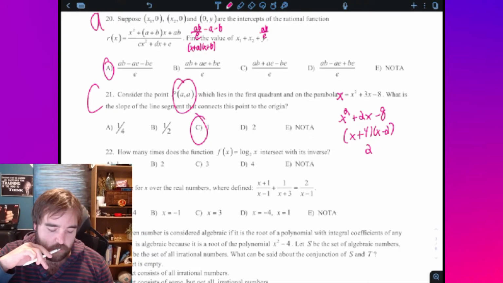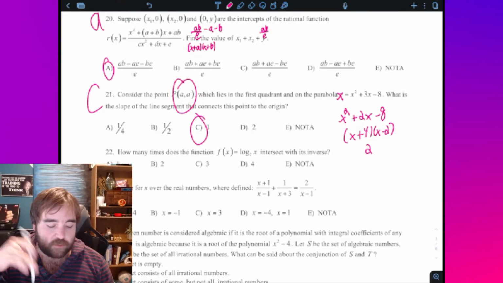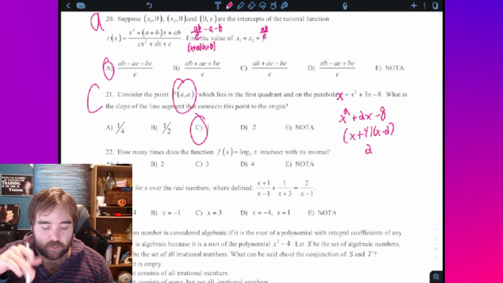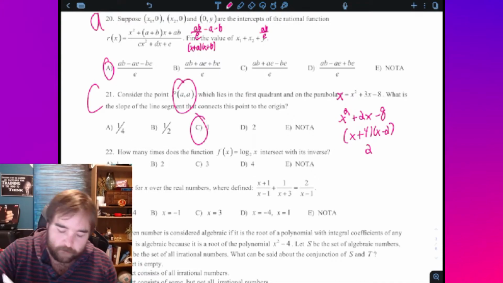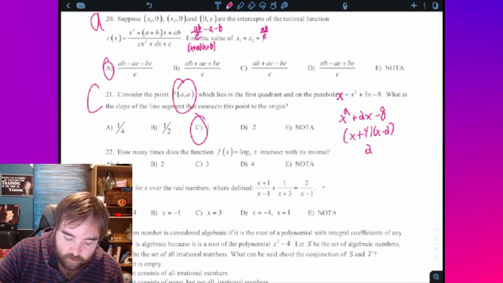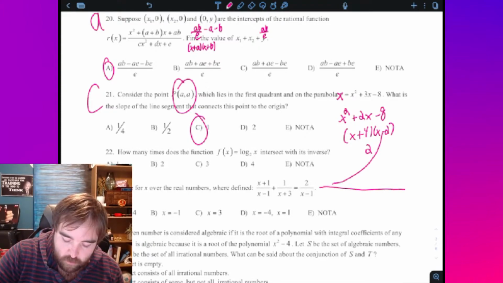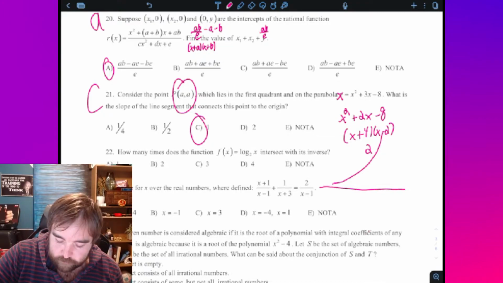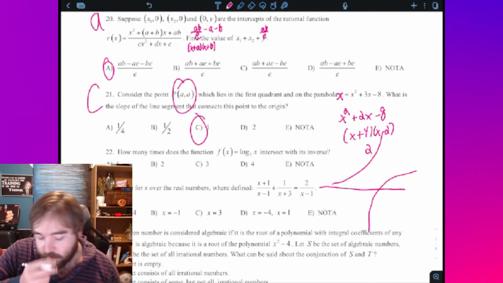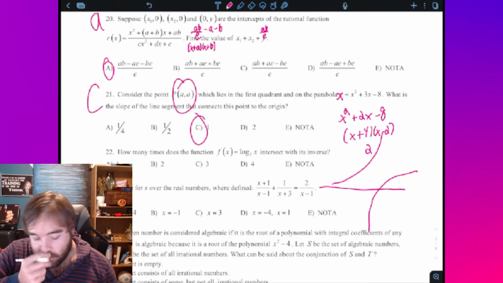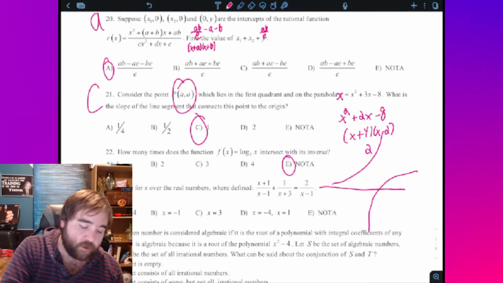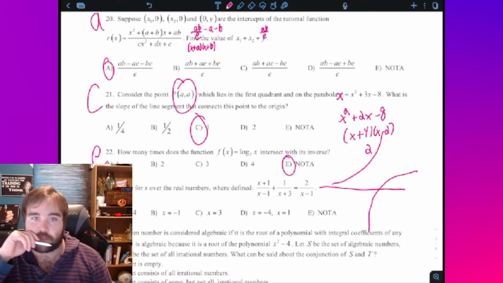Okay. How many times does that function intersect with its inverse? None, right? There's an E, none of the above. 2 to the x is up here, and then that's right there. Yeah, that's got to be none of the above. It's always scary answering none of the above, but that's definitely right.